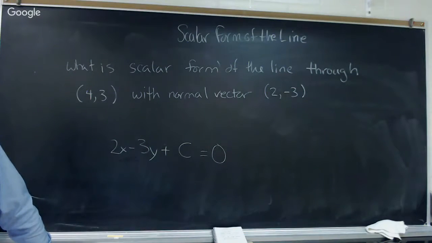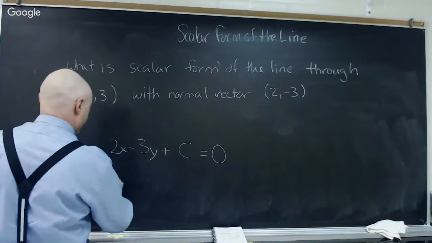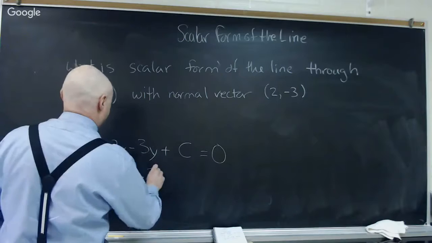The last thing we have to do is figure out what C is. How are we going to do that? Lindsay is poking her pen in the air at the numbers 4 and 3. Yeah, she wants to put it in for x and y, I think.